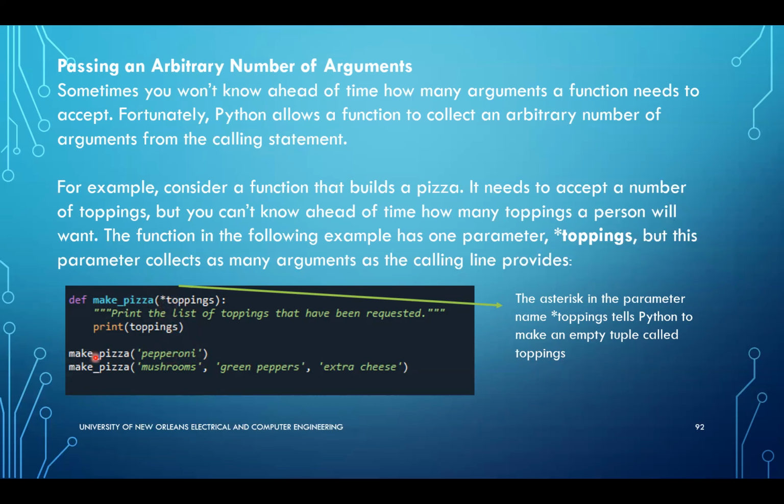So the first time we call it, we just pass one, and the second time we call it, we pass in 3 arguments to the parameter. But the special case here is that when we define the function, if we have a star or asterisk followed by the name of the parameter, the function understands that it could expect one or more. Okay, so it's just a special case.